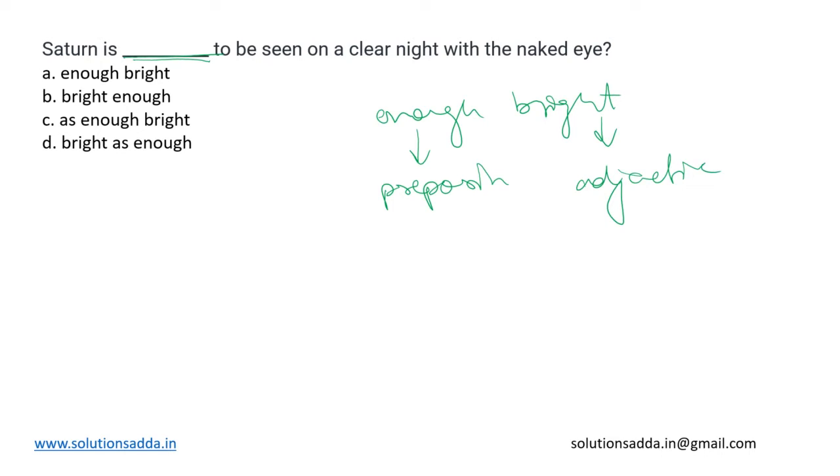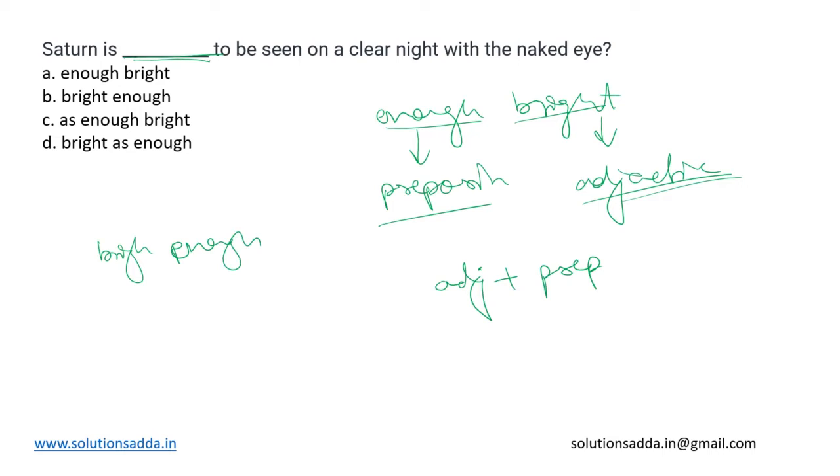How is Saturn? It is bright. So it is an adjective, and it is bright, but how much bright? It is enough bright. Hence, it is a preposition and an adjective. Usually, going by the grammar rules, we place this preposition after the adjective. So first comes the adjective, and then comes the preposition that will support it. Hence, in this particular sentence, we shall first put bright, followed by enough. So Saturn is bright enough to be seen on a clear night with the naked eye. So we shall go with option B, bright enough.